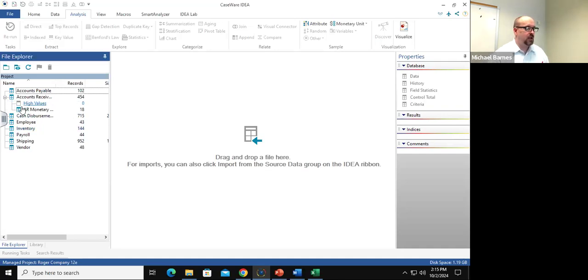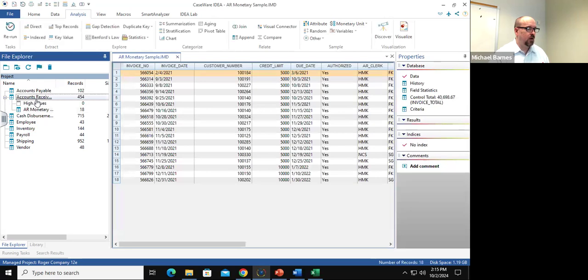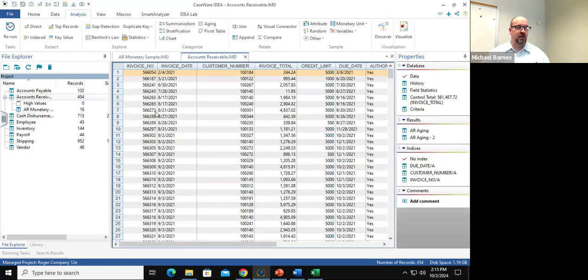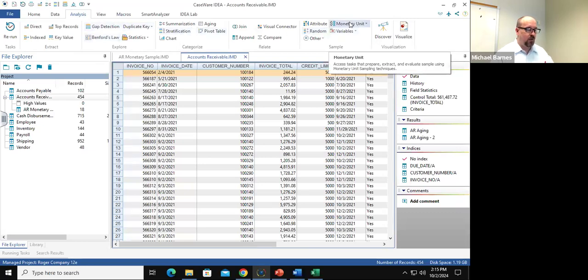So I'm going to open this table. Basically, I'm going to open two tables. I'm going to open this first one, the accounts receivable table, our monetary sample, which in past classes you would have had, but because IDEA is not working, none of you have this table. So I apologize. That's just the way technology goes sometimes. But what do I want to do here? What are some analyses that I want to perform here? Let's see what kind of monetary analysis I can perform.